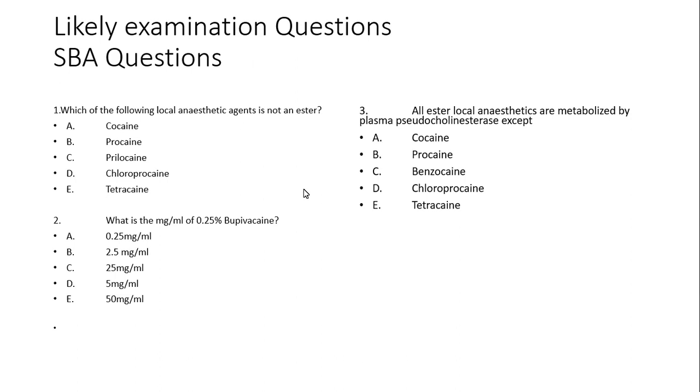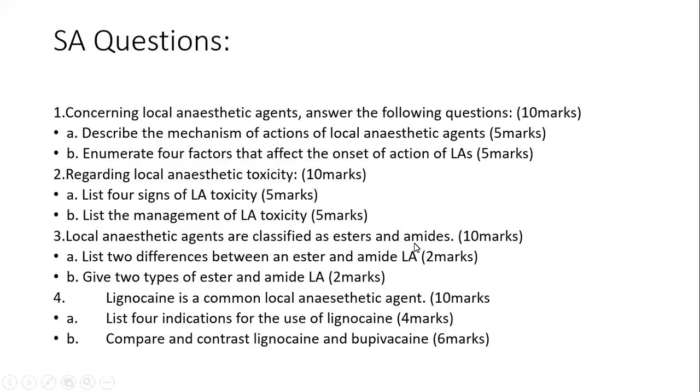Third question, anybody? Anybody for the third question? Sorry, doctor, I am here. So the third question, all ester local anesthetics are metabolized by plasma pseudocholinesterase, except, and the answer is A, cocaine. Okay. Beautiful. Thank you, doctor. These are questions you can attempt.